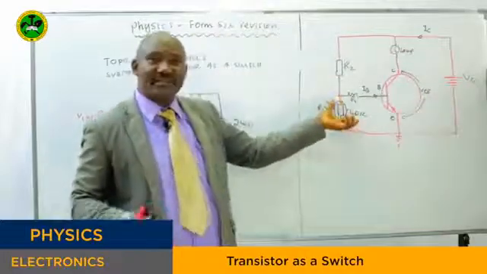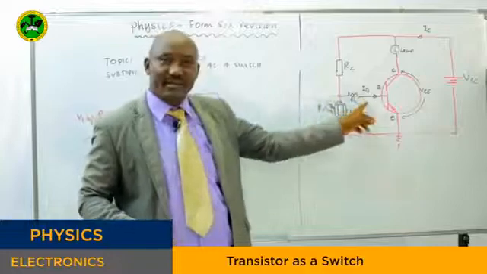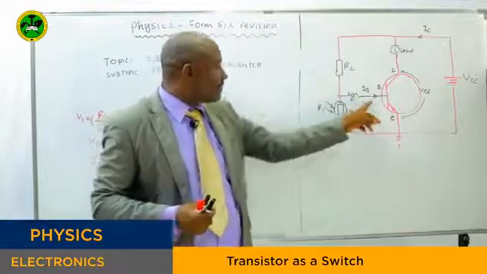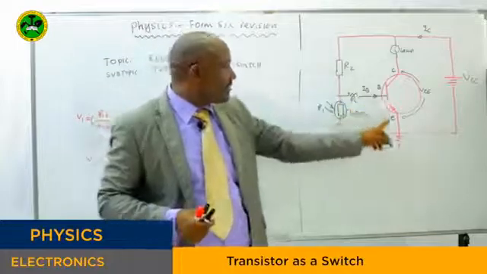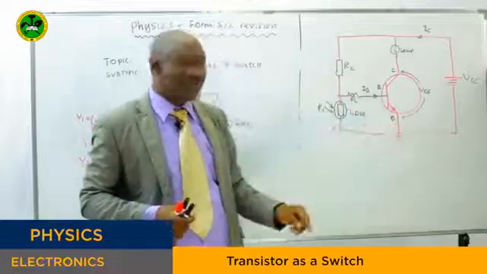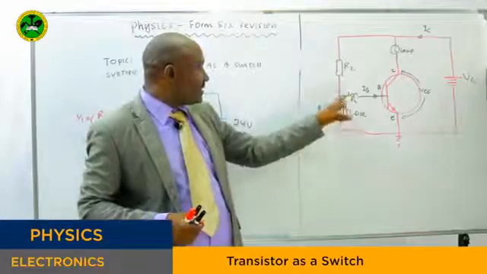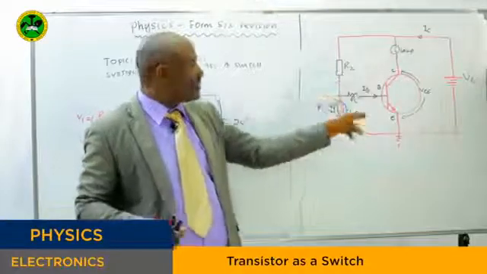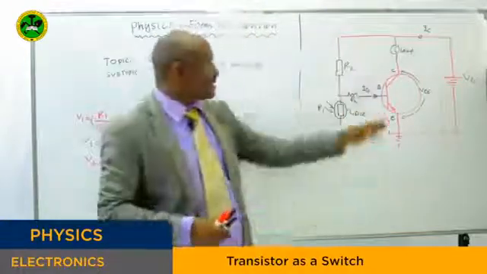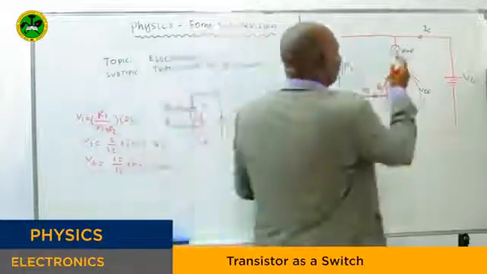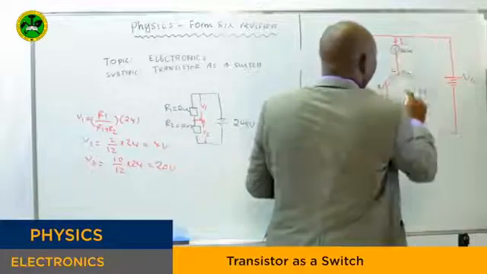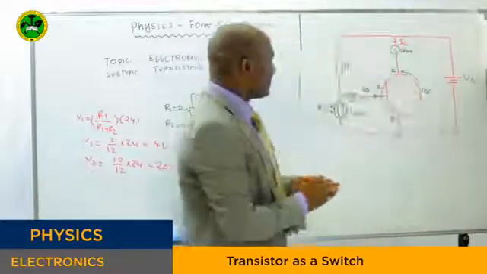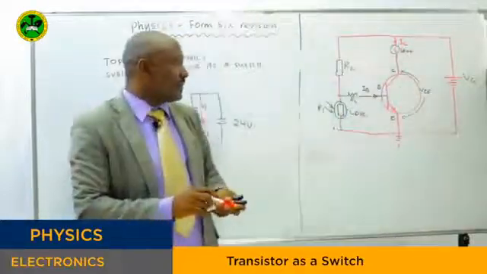This voltage will be sufficient to produce the base current. And remember, we said a current will be produced where we have sufficient voltage to overcome the voltage across the junction. So the voltage across here will be sufficient to produce the base current. As a result, the collector current will flow through the circuit, and as a result, the lamp will be on.